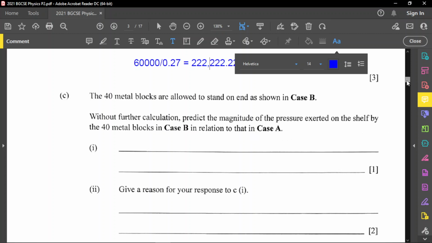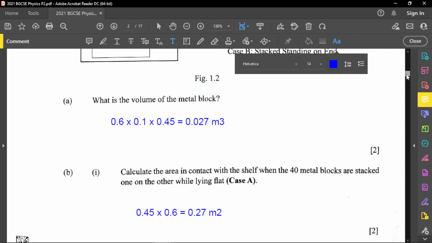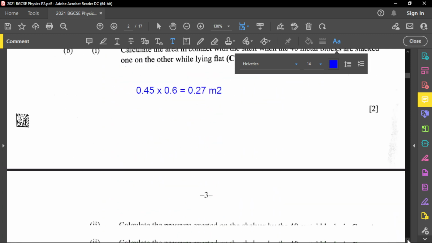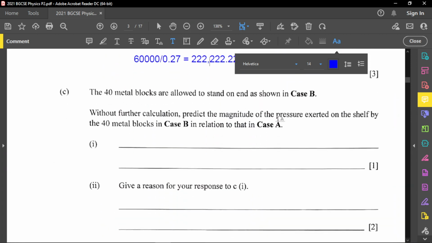All right, so what I'm going to do now is to go back and show you something really quickly. And so in case B, if you notice here that this area is smaller. So the area of contact is smaller compared to in case A. So case A has a greater area of contact. In case B is a smaller area of contact. So without further calculation, they do not want us to calculate the pressure here. They just want us to base it on the knowledge that you know. And so here now, it said, without further calculation, predict the magnitude of the pressure exerted on the shelf by the 40 metal blocks in case B in relation to that in case A.